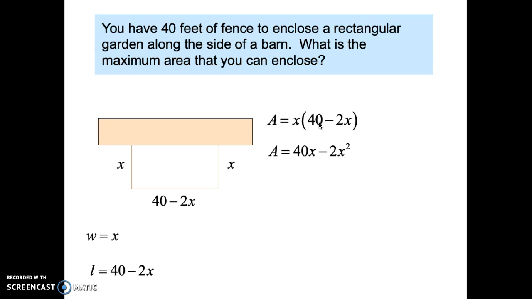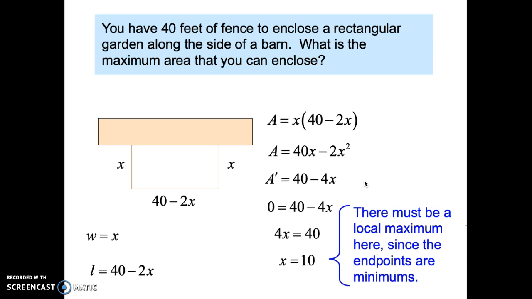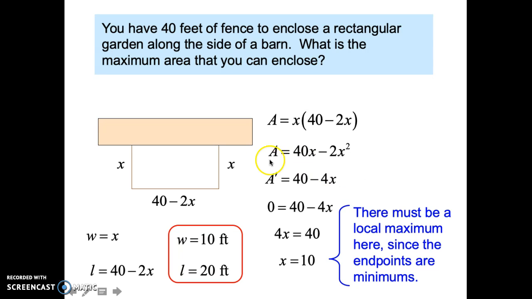To find the maximum area, we distribute the x, find the derivative, set it equal to 0, and solve for x. x equals 10. There must be a local maximum here since the endpoints are minimums. So W equals x, and x equals 10, so W equals 10 also. After plugging it back into the L equation, we get that L equals 20 and W equals 10 feet.